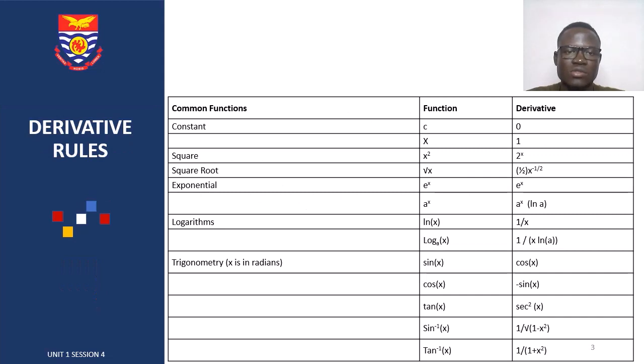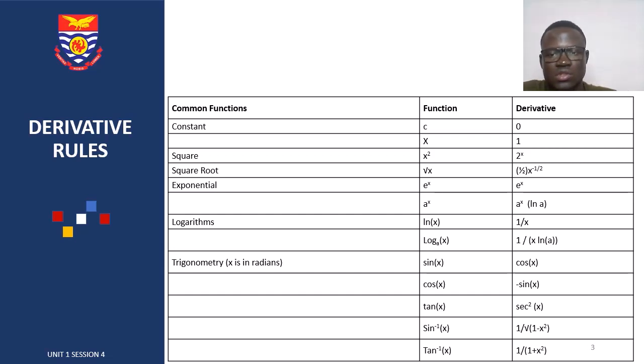So let's look at the derivative of some common functions. The derivative of any constant is 0. The derivative of x is 1, and for the square of any variable, remember it doesn't have to be x, it could be v, m, z, a, any letter, the derivative of x squared will always give us 2x.